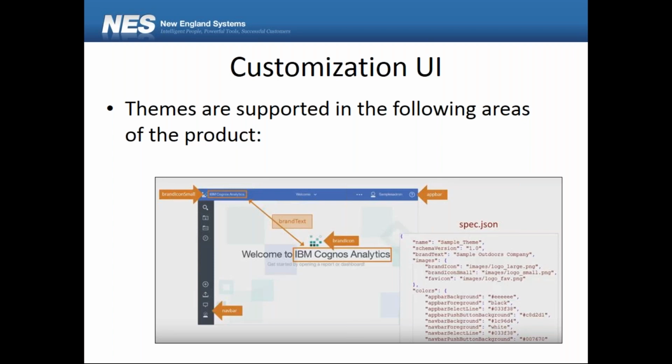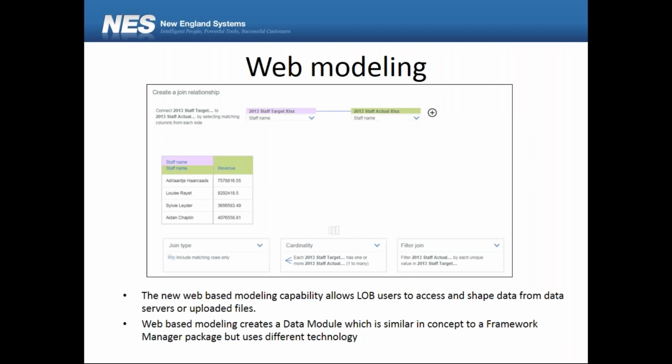The brand icon you can change. The brand text you can change. You can change it from welcome to IBM Cognos Analytics to welcome to New England System Analytics, or whatever it might be. The nav bar on the left, you could change those icons and color schemes also, and it's actually a much easier process. Okay.